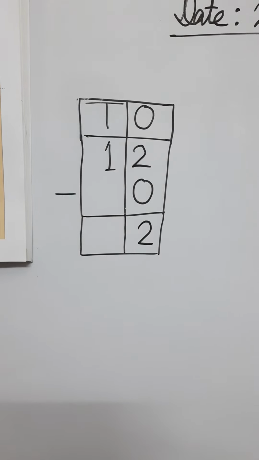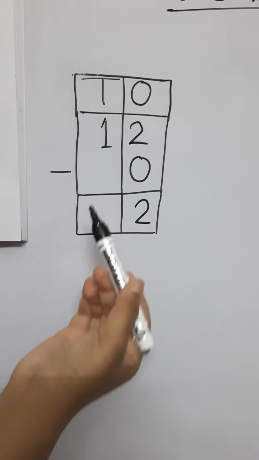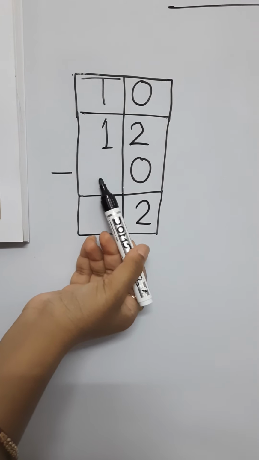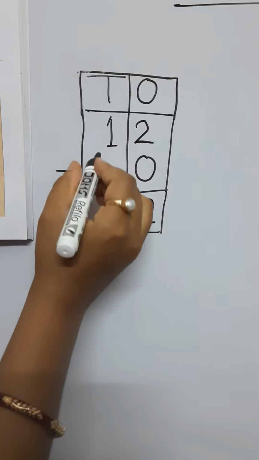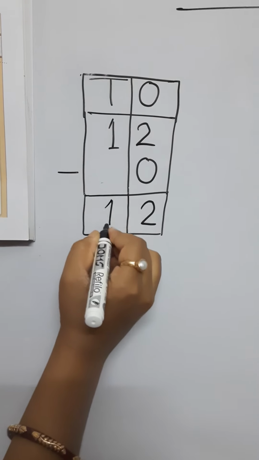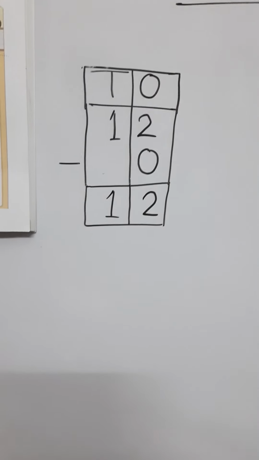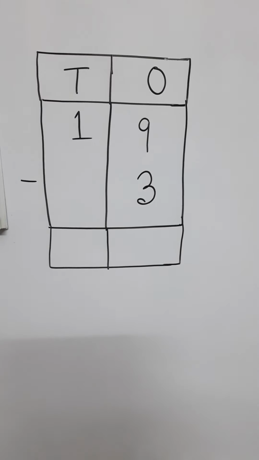So now we go to the tens place, and in the tens place we have only 1. And here there is no number. So we do nothing, only the one number that is there we write here, that is 1. So we write 12. So the answer is 12.